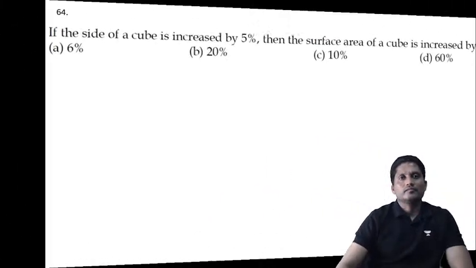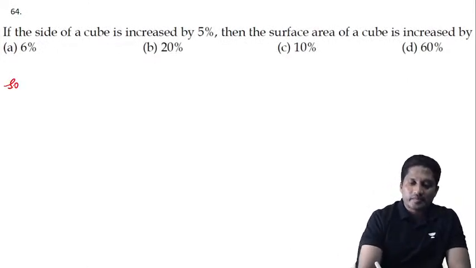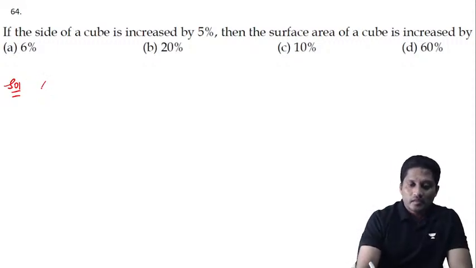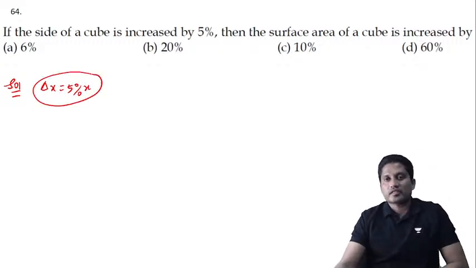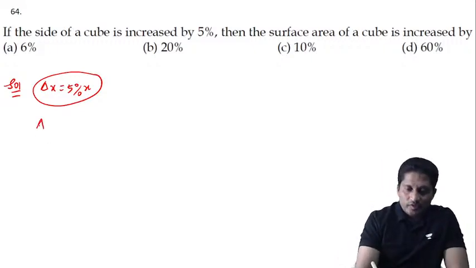Okay, question number 64. The side of a cube is increased by 5%. I guess this is a 2020 question. Delta x is equal to 5% of x. Now I'm supposed to find by how much the surface area of the cube is increased. Surface area of a cube is equal to 6x square, right? dA by dx is equal to 12x.